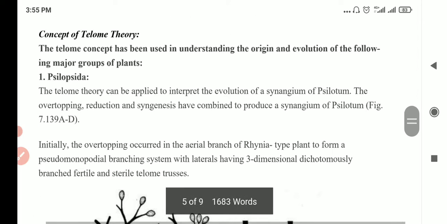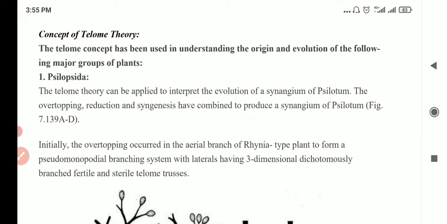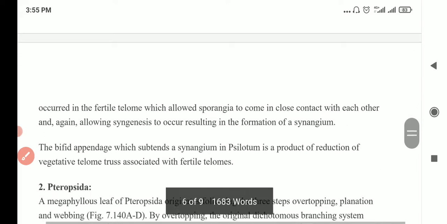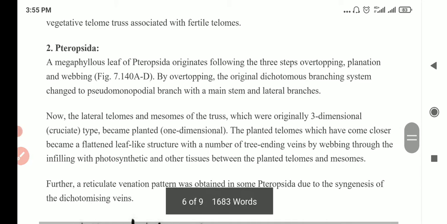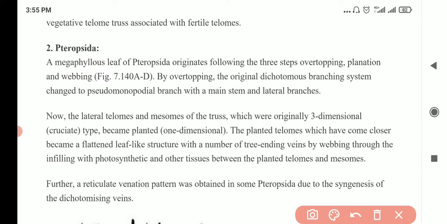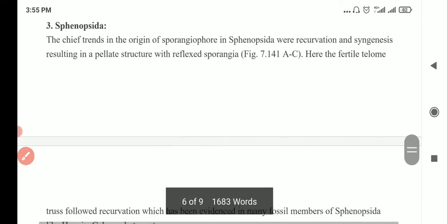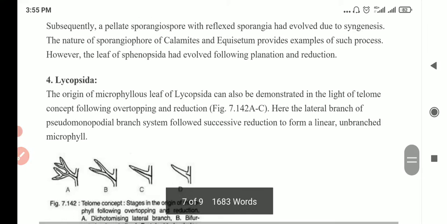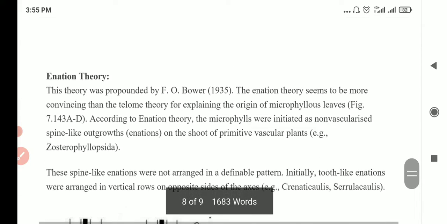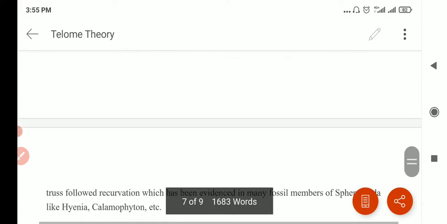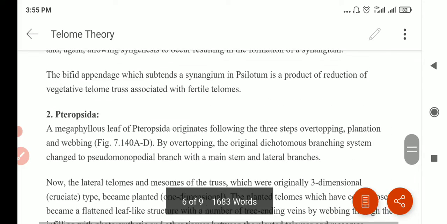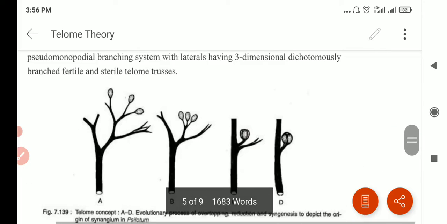Then let's look at how this Telome theory applies in many groups or families of the pteridophytes. Now there are some families or orders known as Psilopsida, then Pteropsida, then Sphenopsida, Lycopsida. Then the last is Innation theory. We'll see it later. So here they are explaining how this Telome theory happens in different orders.